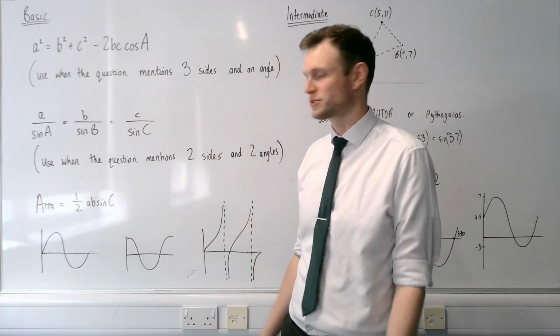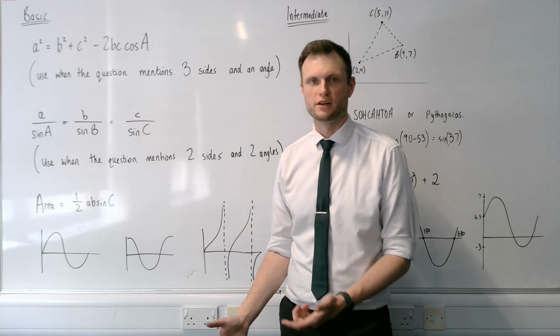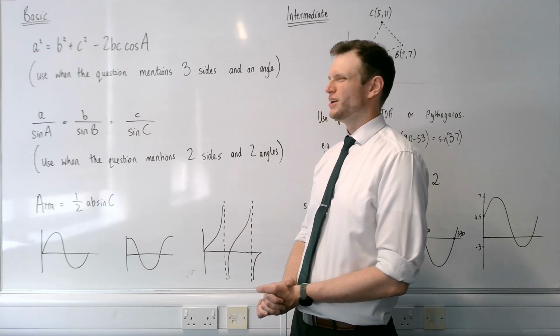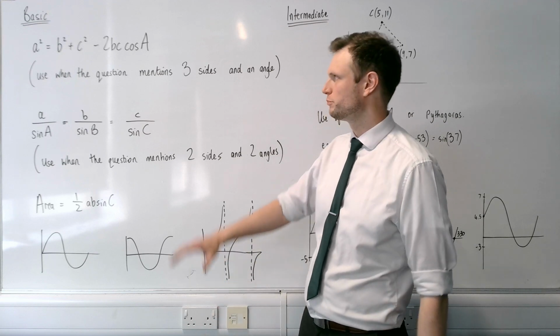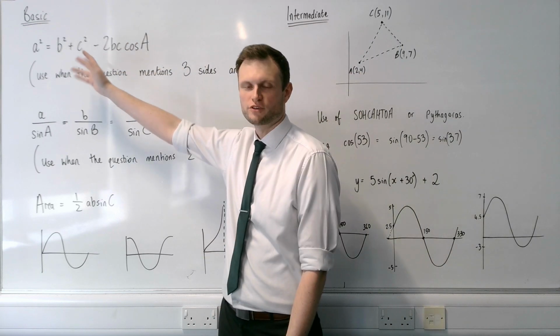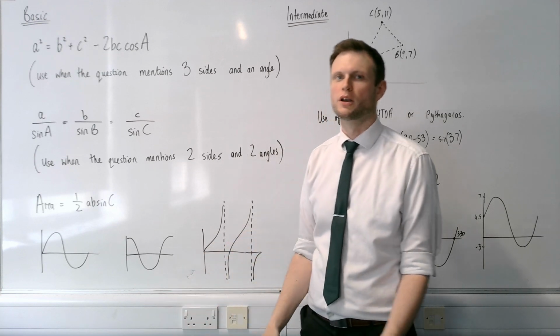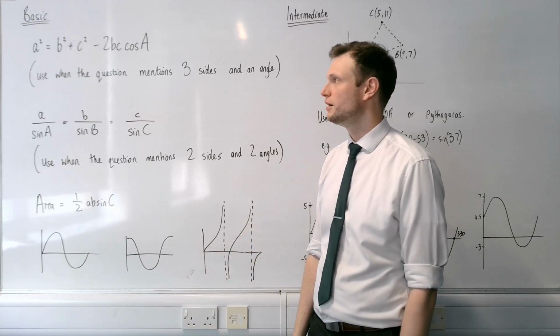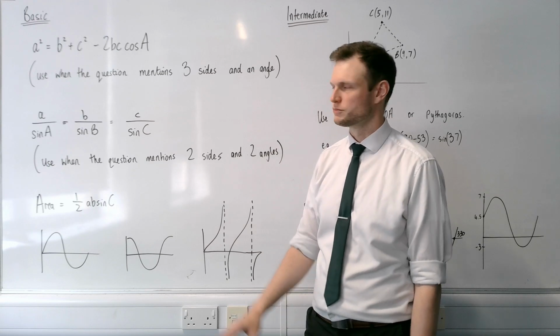Okay, so chapter 9, this is the first part of the trigonometry stuff. A lot of it is GCSE, so it follows on from cosine rule, the sine rule, area of a triangle, a lot of which you should remember from GCSE. I'll just quickly go through them just in case.